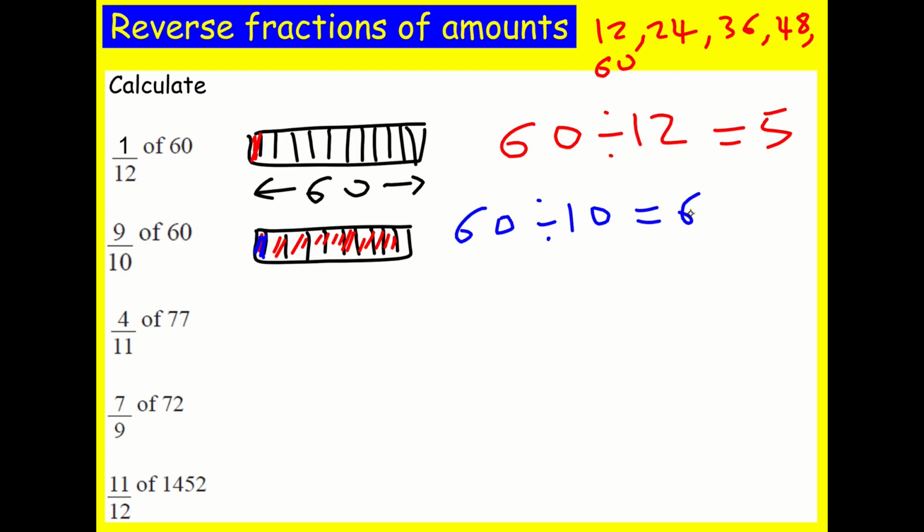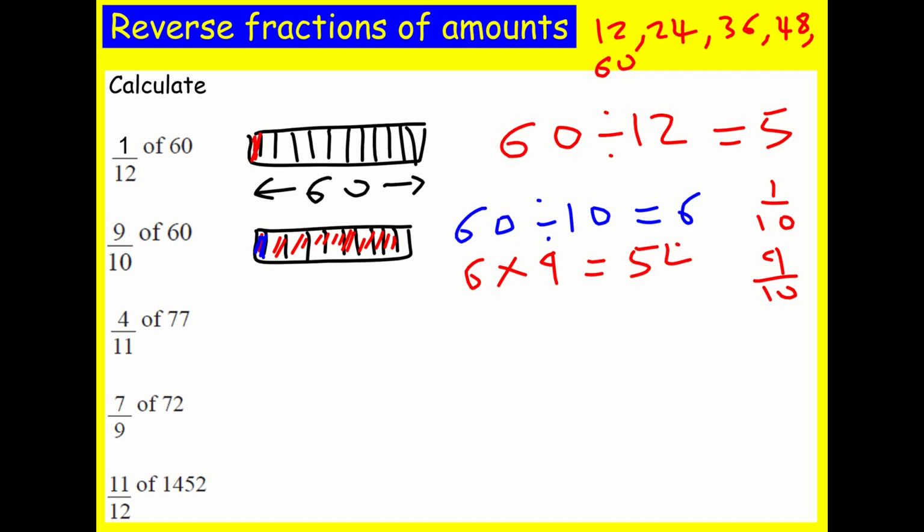That's our 1/10. Okay, let's just maybe make a note. This is 1/10. So if I want 9/10, I need to then do 6 times 9, because I've got 9 lots of them. And again, you can use your calculator if you want to for this, but try and do as much as you can without.